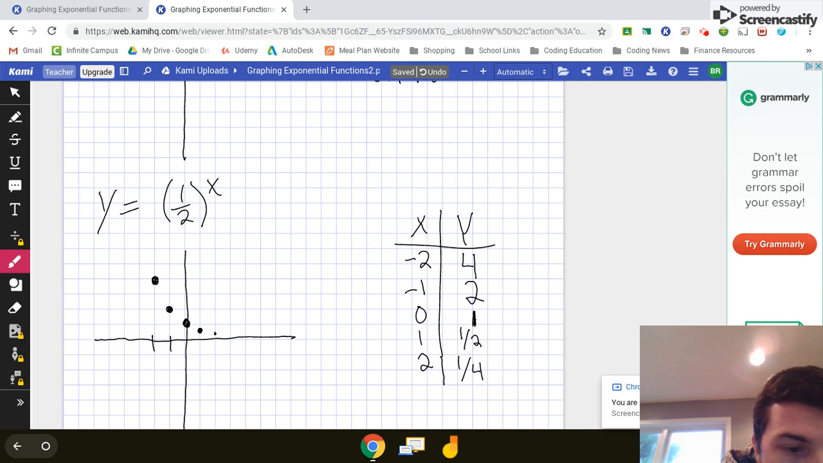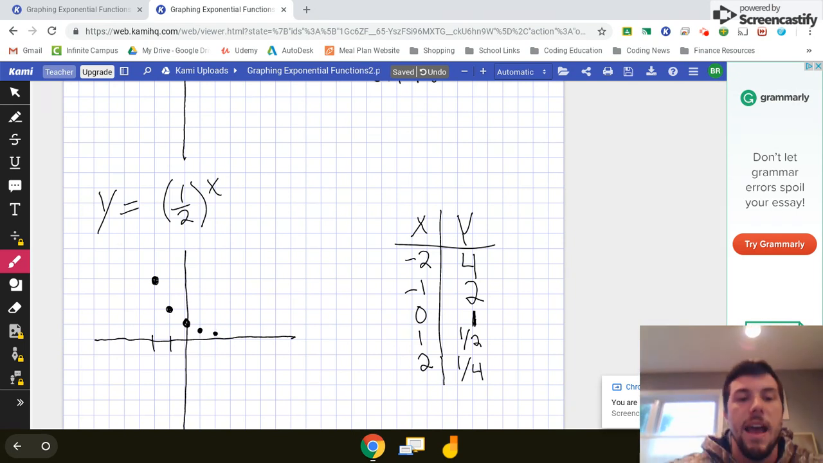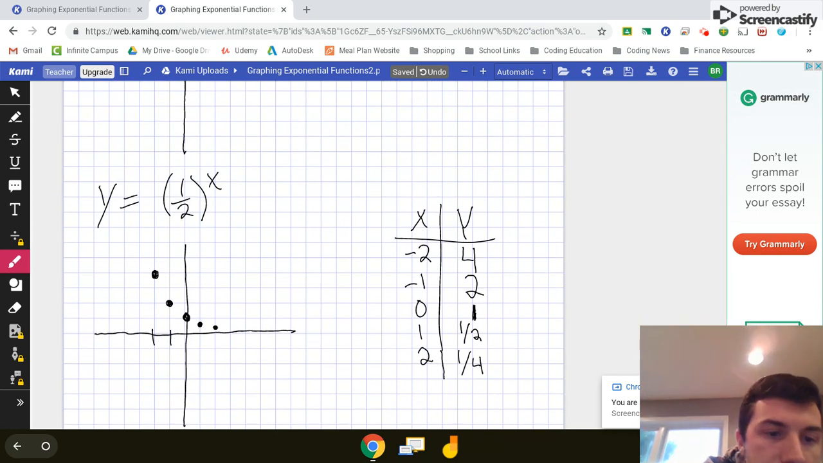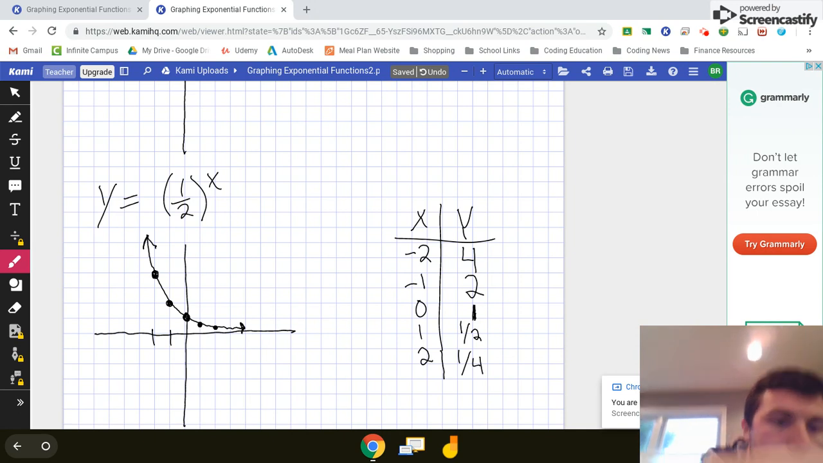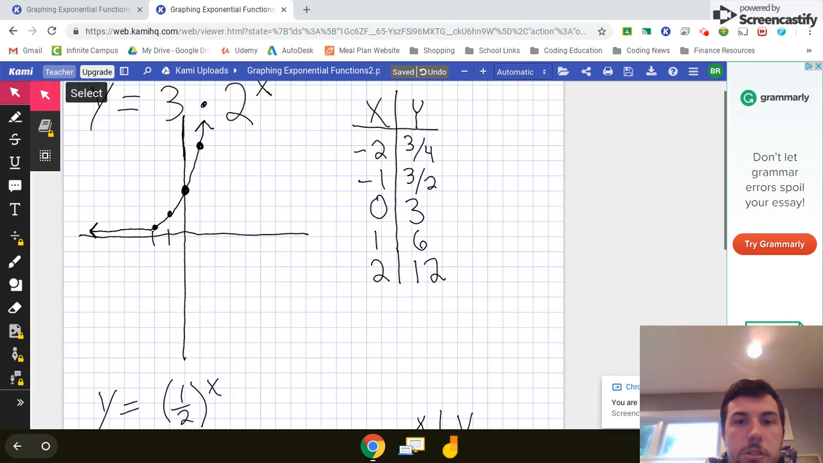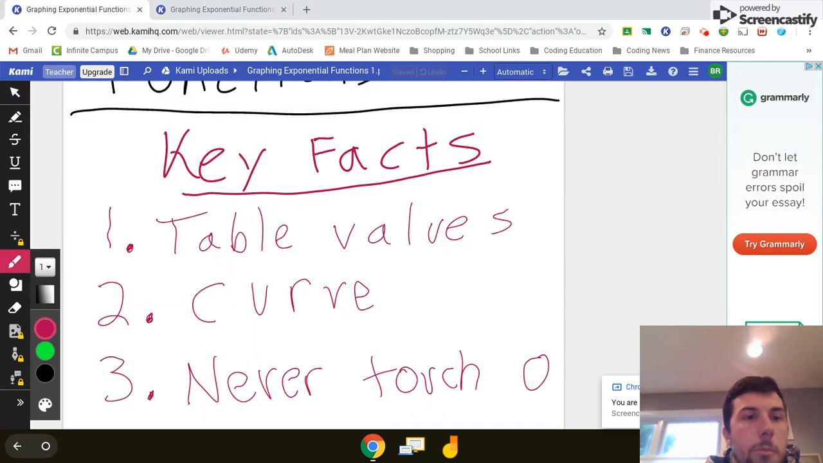Now notice how I'm going to get really close to the x-axis, but I'm never going to touch it. And when you sketch your graph, please make sure that this line never touches the x-axis. It's going to get really, really, really close, but it's never going to touch it. All right. So there's 2 examples. You can go back through this video. If you didn't understand something I did, you can always go back.